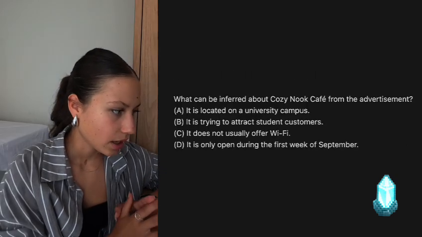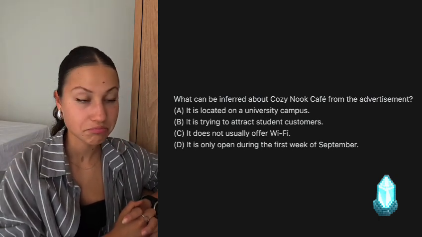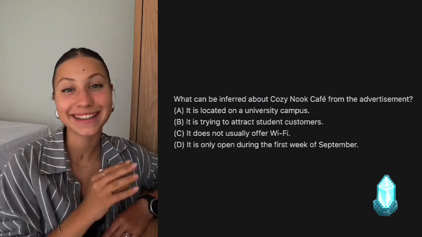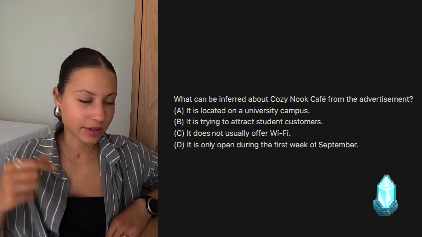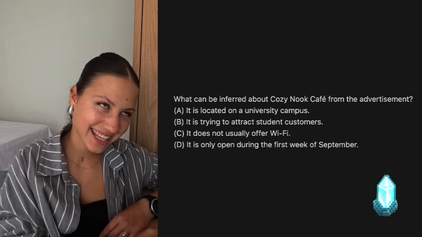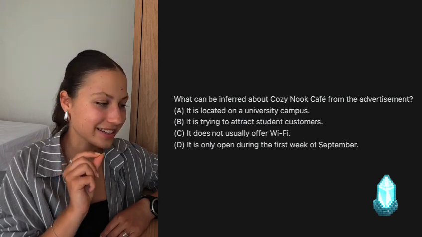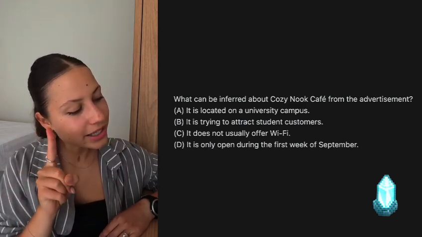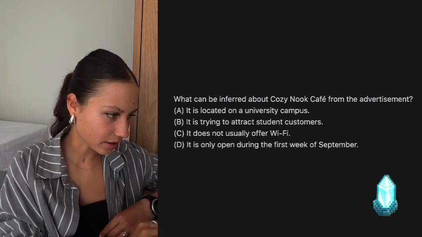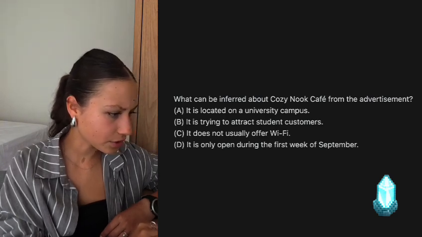So, what can be inferred about Cozy Nook Cafe from the advertisement? What can be inferred? This is not something that is directly said, so we need to figure it out. It is located on a university campus. That's tricky because it is not far, but not exactly on a university campus. It is trying to attract student customers. It does not usually offer Wi-Fi, and it is only open during the first week of September.